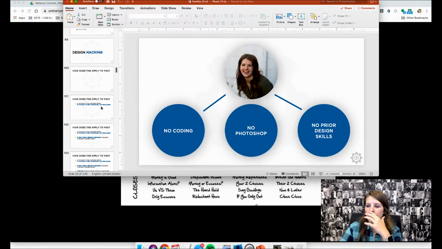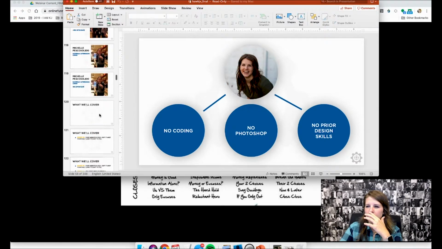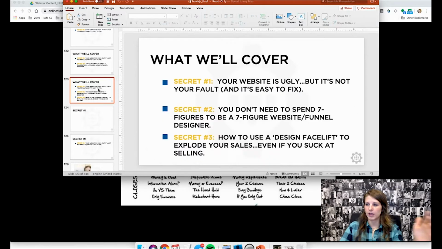And here they are. Okay. Here's what they are. Secret number 1, your website's ugly. It's not your fault, it's fixed. Secret number 2, you don't need to spend seven figures to be a seven-figure website funnel designer. Secret number 3, how to use a design facelift to explode your sales even if you suck at selling.